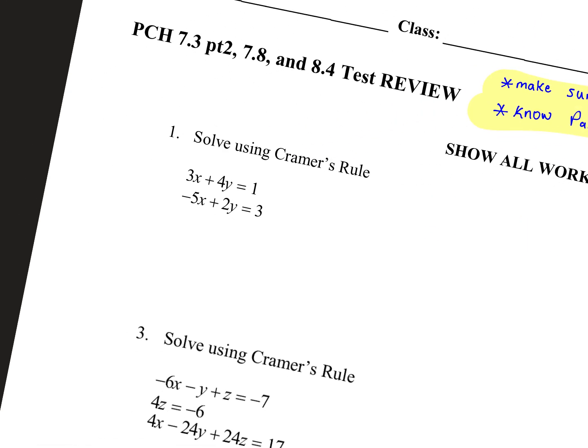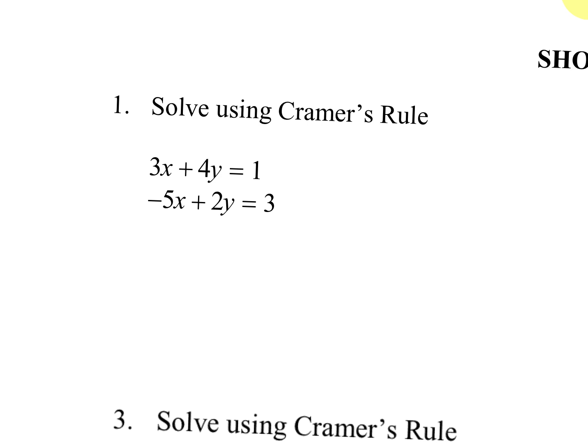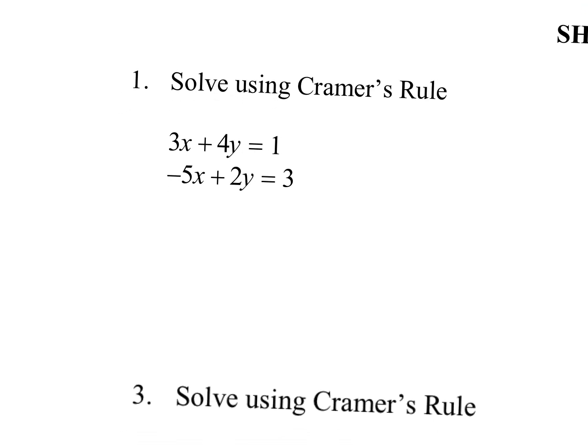So look at number 1. Cramer's rule for a 2x2. Again, make sure that you have everything in order. Are my x's first, my y's second, then an equal sign, then the number? Yes? All right, so there are 3 things we need to find. We first need to find the determinant.